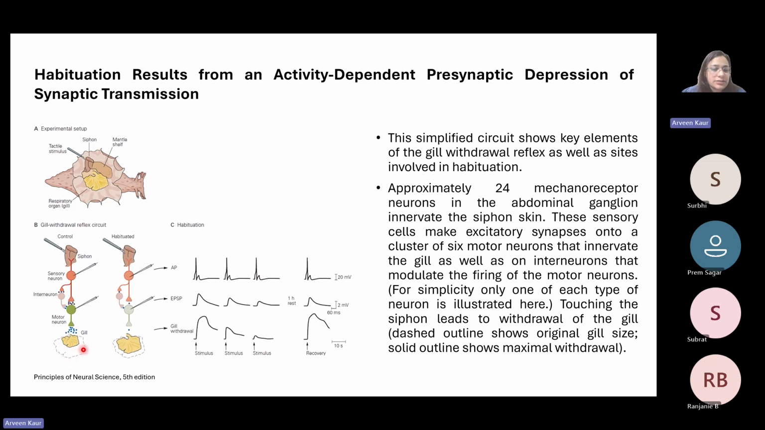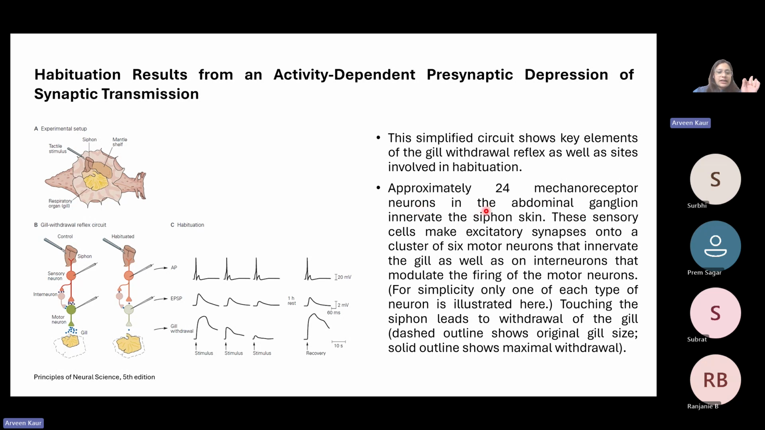So, this is normally how the gill is, this dotted line. And if there is a stimulus, the gill will retract this much, right? This is if it happens initially, but if there is a continued stimulus applied to this siphon, it will get habituated to this particular place and the gill withdrawal will reduce or it will not occur at all. So this simplified circuit shows key elements of the gill withdrawal reflex as well as sites involved in habituation.